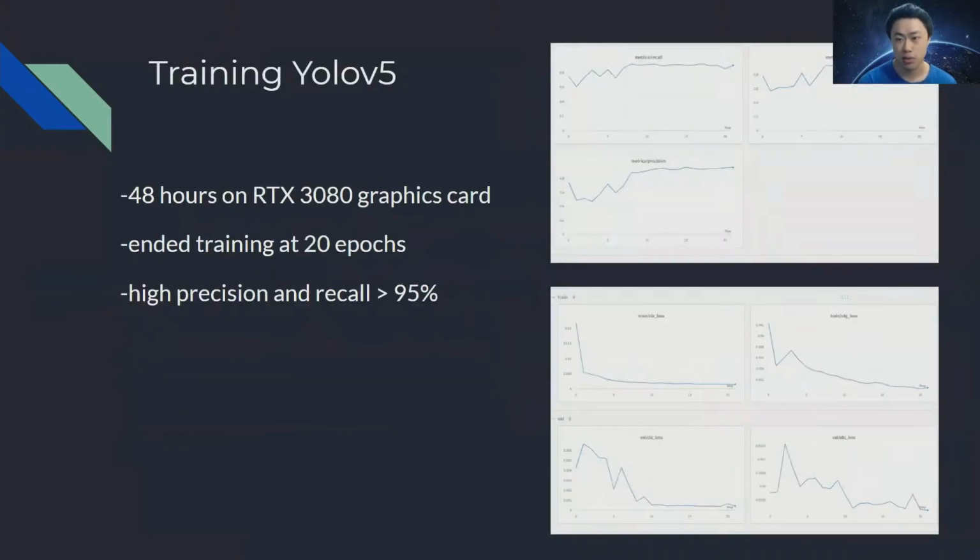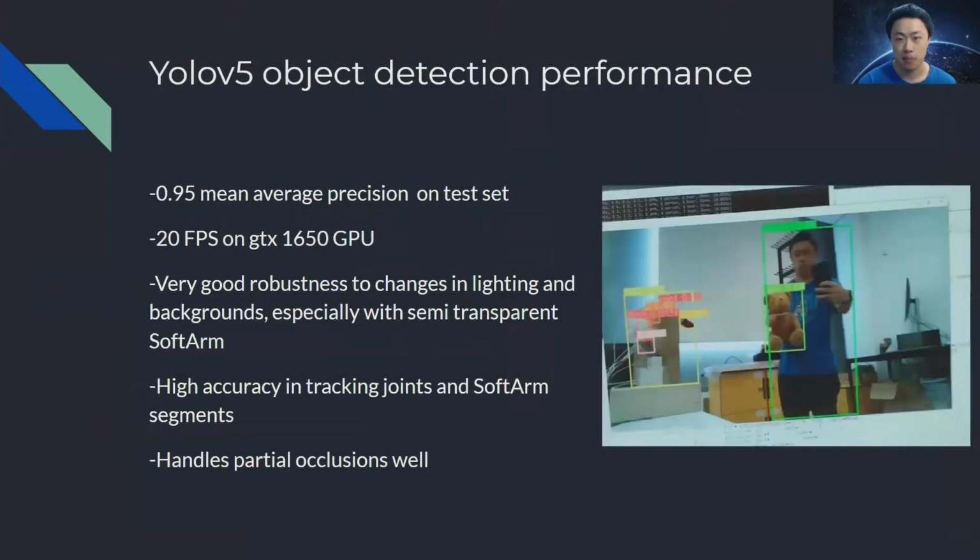Training took 48 hours or 20 epochs on an RTX 3080, and we achieved fairly high recall and precision of 95% on our test set. Overall, we found the YOLO v5 model to work very well. It ran at 20 FPS on a GTX 1650 mobile GPU, and we found it to be highly robust to changes in lighting and different backgrounds.